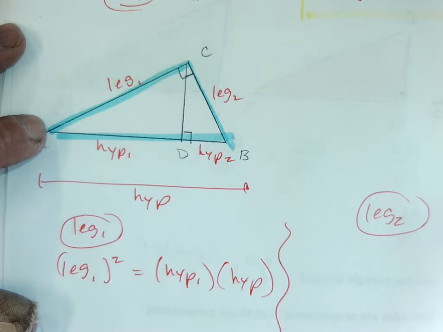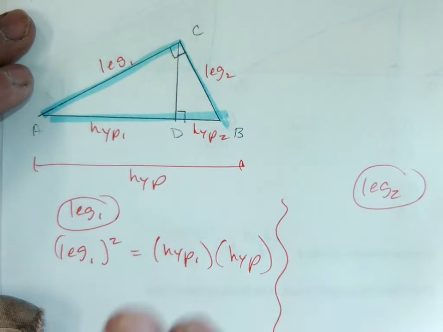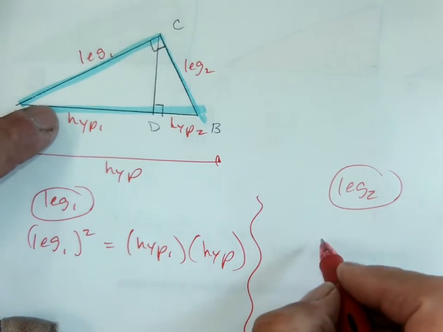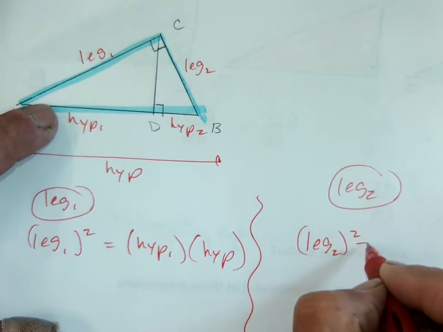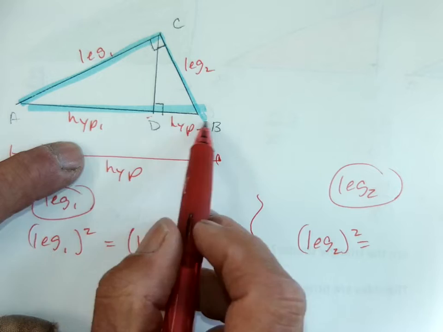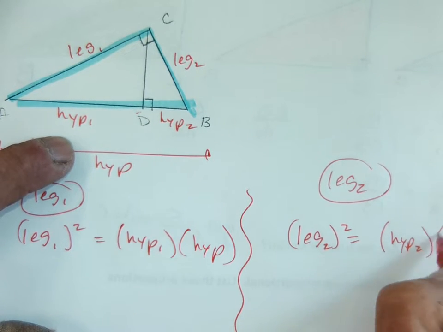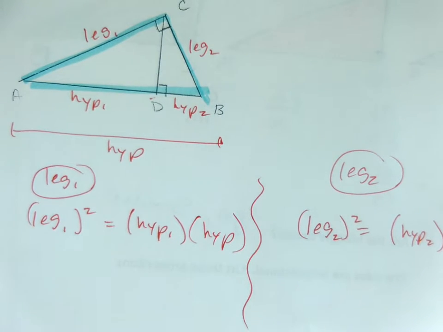And we're going to use these formulas when I pass out the second piece of these notes, to help us, okay? So then if I want this leg, it's going to be my leg 2 squared is equal to the hypotenuse piece that's attached to it times the entire hypotenuse. Okay, now let's pass out the second piece of these notes so you can see how it's used, because right now it's kind of confusing, isn't it? I'm sure you're confused, okay?